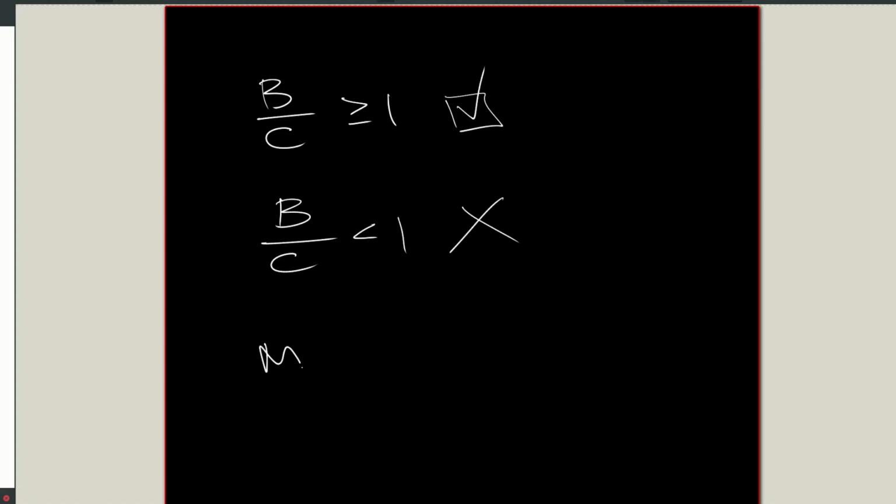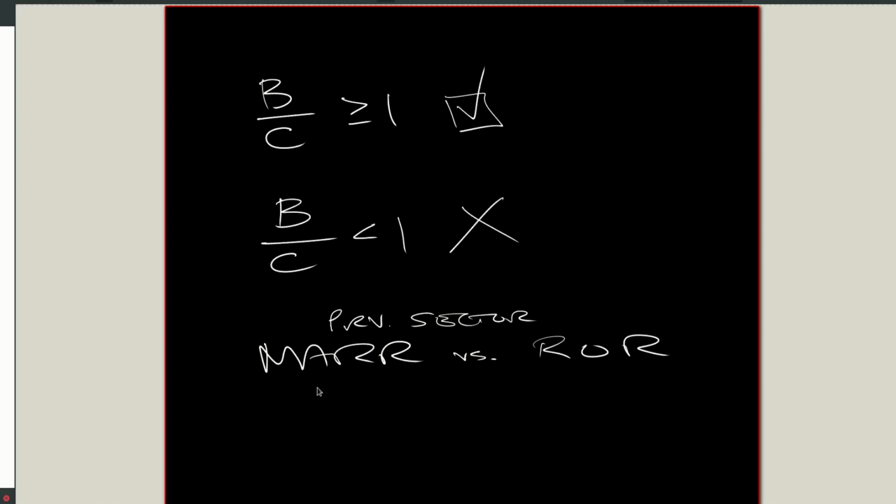So before we had a MARR, right? So let's go back to the private sector. In the private sector, we had a MARR, and it was MARR versus our rate of return. So you say, I'm going to make 10% per year. And then you go through some cash flow analysis in order to determine its present worth or whatever. In order to determine what? In order to determine rate of return. And if that rate of return is greater than or equal to your MARR, you do it.